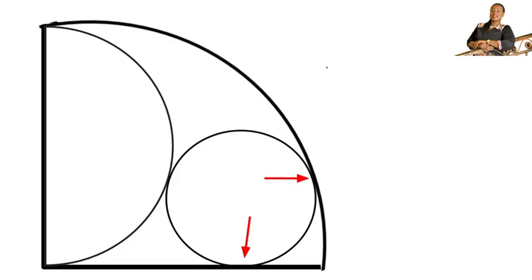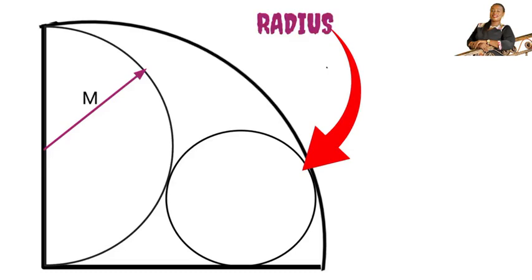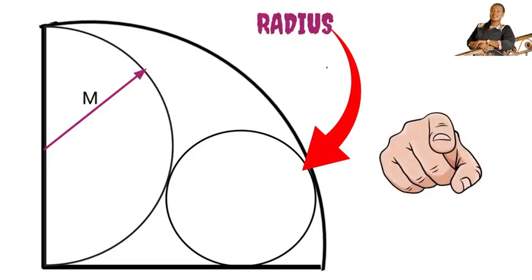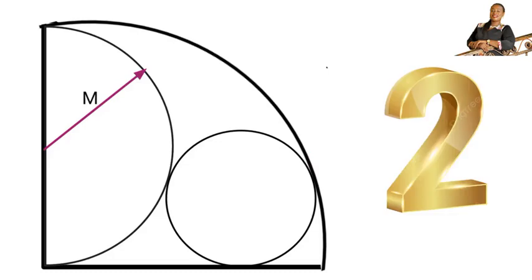The radius of this semicircle is m units, and we are required to find the value of the radius of this circle. Can you solve it? Before we start, we must understand two things.